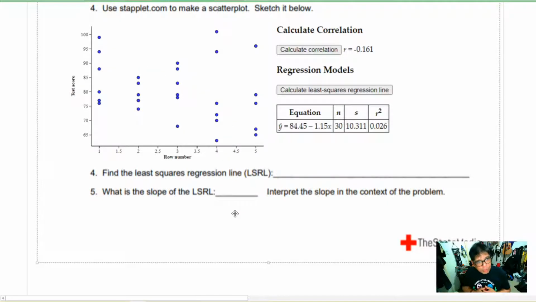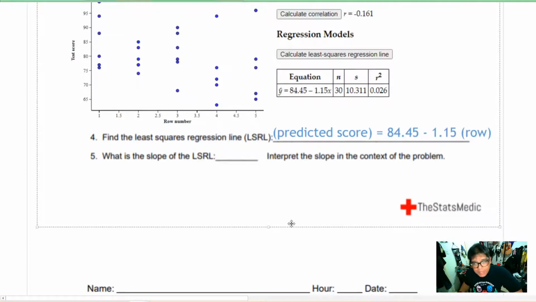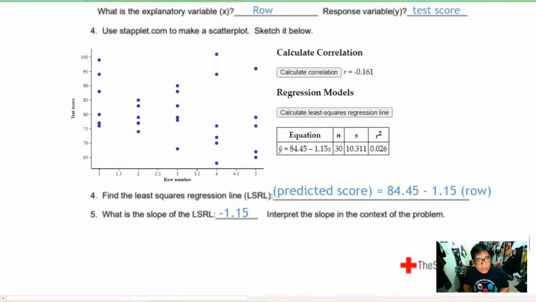Statplet can also output for us the correlation. It's negative 0.161. Remember, a negative correlation means that the slope of the linear relationship is negative, and we said that already. The equation over here is 84.45 minus 1.15x. I would prefer that you write that as predicted score equals 84.45 minus 1.15 times the row. What is the slope of this regression line? That slope is negative 1.15.